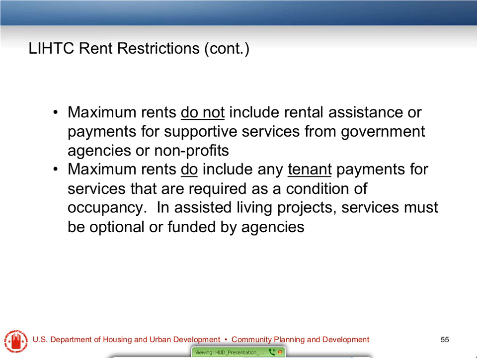Any of the services that are paid for by other agencies would not be included as part of the maximum rent. Again, as long as a tenant can refuse services, it's not part of the maximum rent calculation.